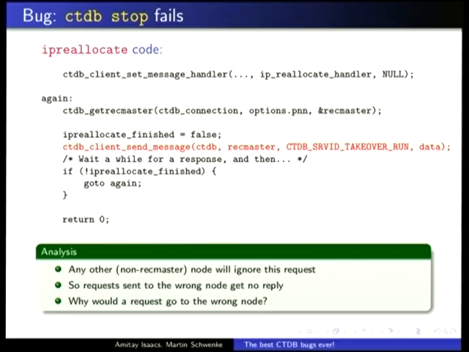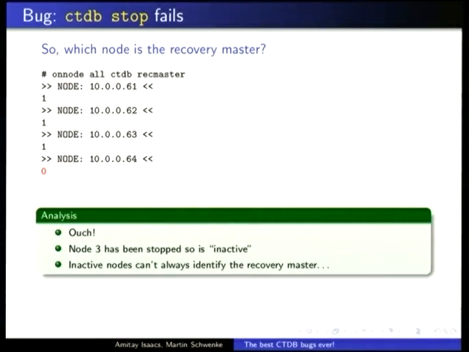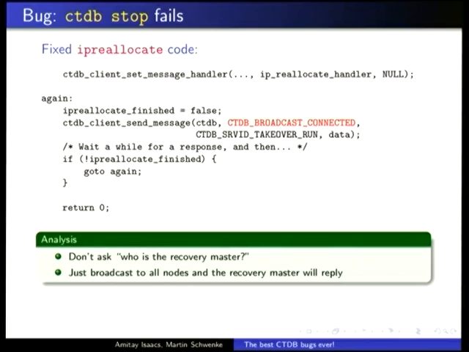And why would a request go to the wrong node? Because the one that's trying to shut down is the recovery master. And stop isn't actually a shutdown, it's just kind of a quiesce, but you are in fact correct. When we ask all the nodes who's the recovery master, it's a zero-based node 0, 1, 2, 3 has the wrong idea. So when we tried to stop CTDB, we sent the request to the wrong node to do the IP reallocation. That's bad. Inactive nodes can't always identify the recovery master, and it turns out to be a pretty simple bug. But you know, it sat there for ages because we kind of just went, we've got bigger fish to fry, or tofu burgers to cook.